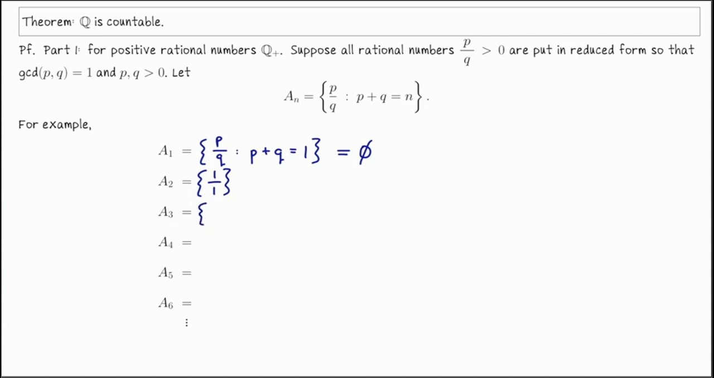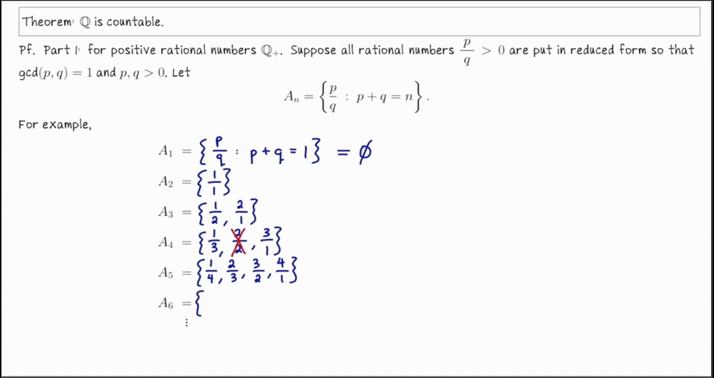A sub 3 will be 1 over 2 and 2 over 1. Those are the only rational numbers which, when written in reduced form this way, have a numerator and denominator which sum to 3. A sub 4 would be 1 over 3. You could try to then do 2 over 2, but that's not the reduced form of that number, so we'll cross it out. And then 3 over 1. A sub 5 would be 1 over 4, 2 over 3, 3 over 2, and 4 over 1.